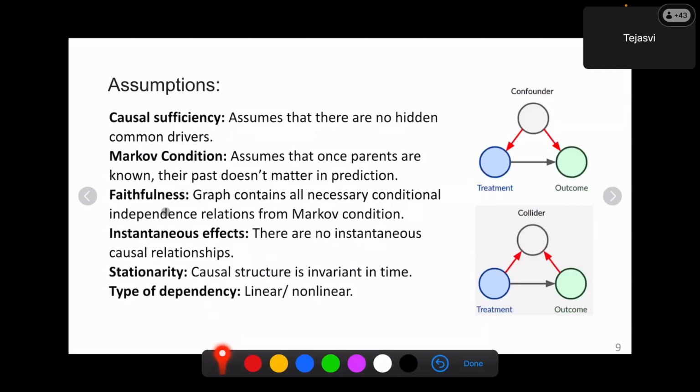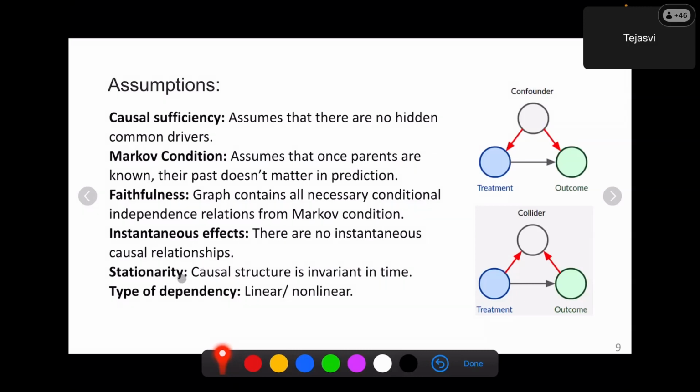Together with the Markov condition and faithfulness, if you perform a conditional independence test between any two time series and they come out conditionally independent, then you can assume that there is no link between them. And then there is an assumption about instantaneous effects. It assumes that there are no instantaneous causal relationships. Most causal discovery algorithms are founded on the assumption that there is a precedent structure in the data set. So cause must precede the action.